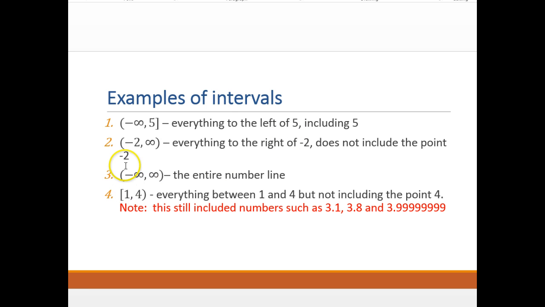If I have negative infinity to infinity, that simply means the entire number line. And I don't actually have to have infinity on one of these ends. I could have an example, close parentheses, bracket, 1, comma, 4. That means everything between 1 and 4, but it doesn't include 4. However, it includes everything up to 4, so 3.1, 3.8, 3.99999, etc. It does not just count the integers, it counts all the decimals, the rationals, irrationals as well.